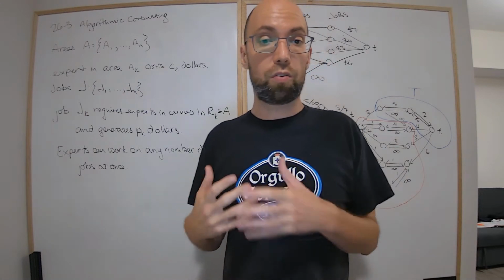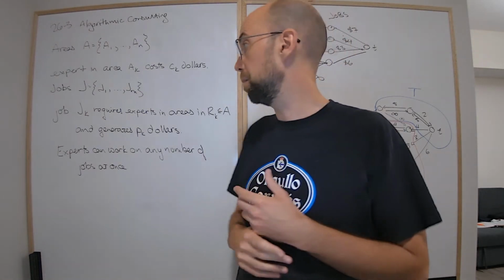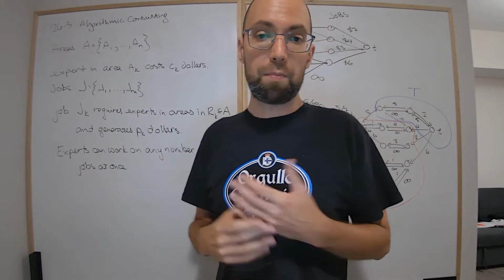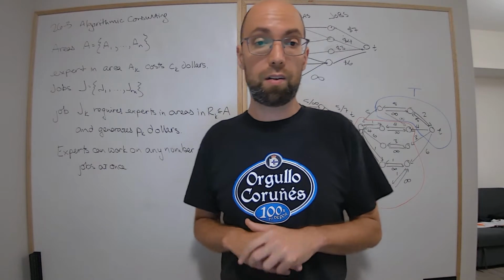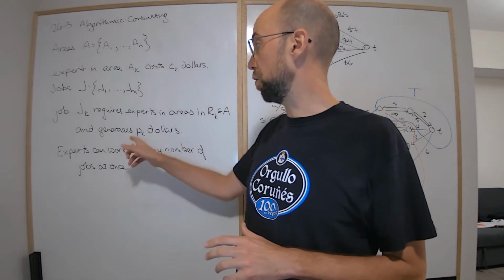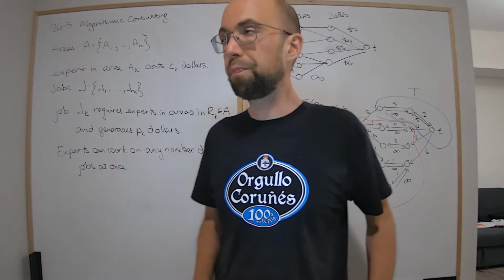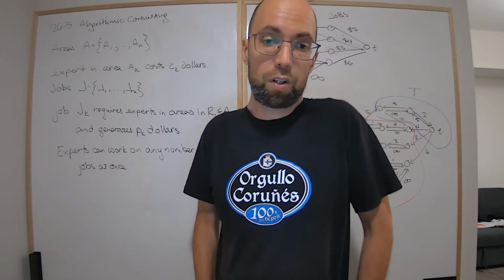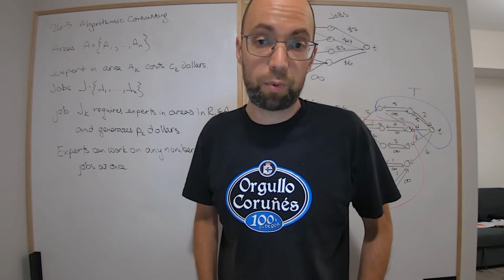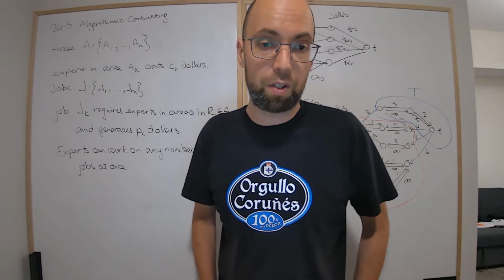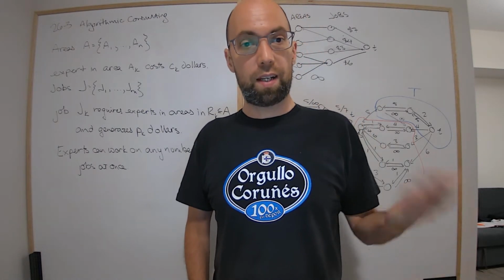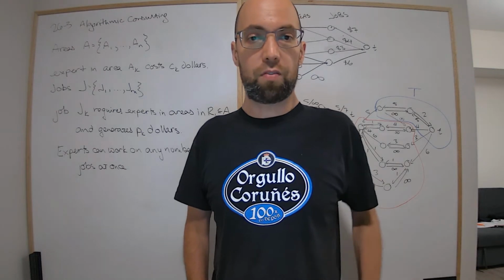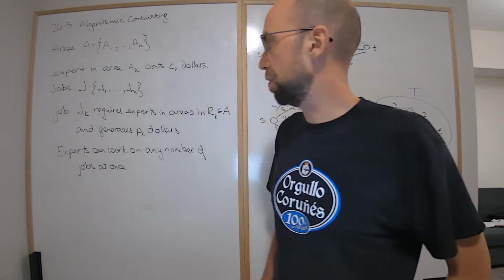If the company chooses to accept a job JK, it must have hired experts in all of the RK areas, and it will generate revenue of PK dollars. Professor Gore's job is to determine which sub-areas to hire experts in and which jobs to accept in order to maximize the net revenue, which is the total income from jobs accepted minus the total cost of employing the experts.